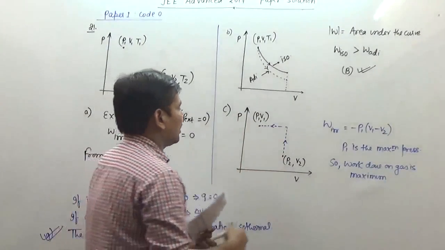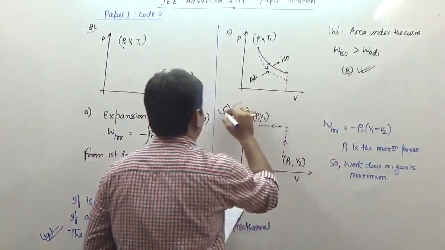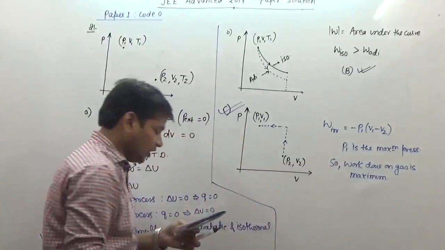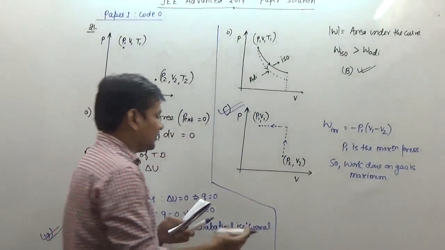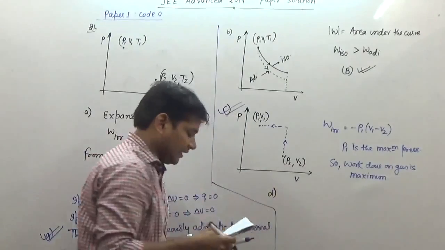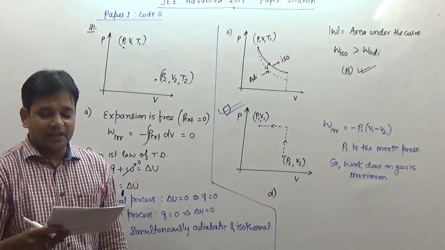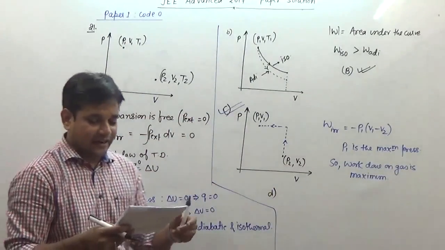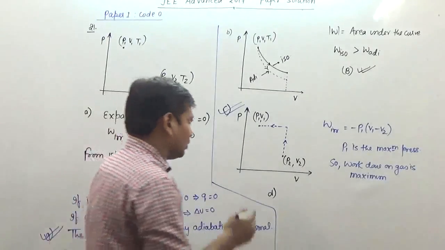So C option is also correct here. Now we have to compare D option. D option is telling that the change in internal energy of gas 1 is 0 if it is expanded reversibly with T1 equal to T2.